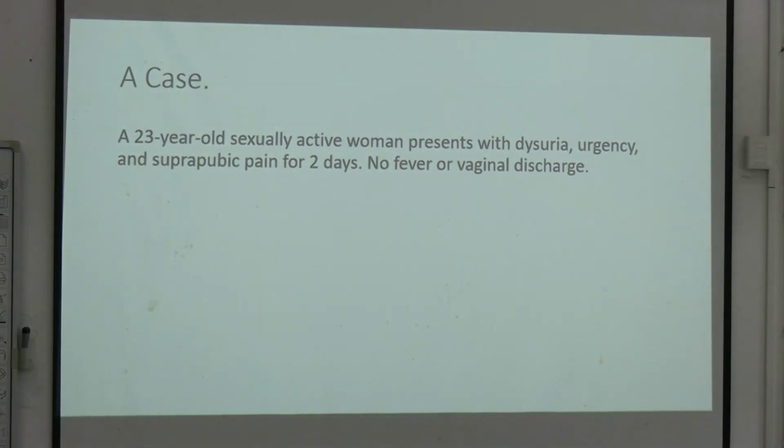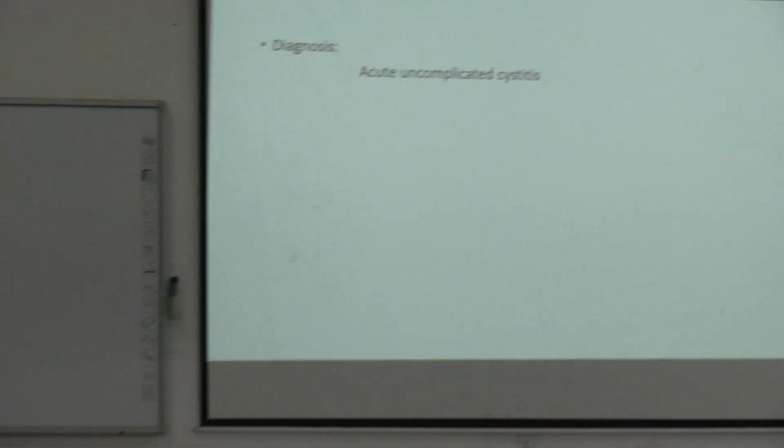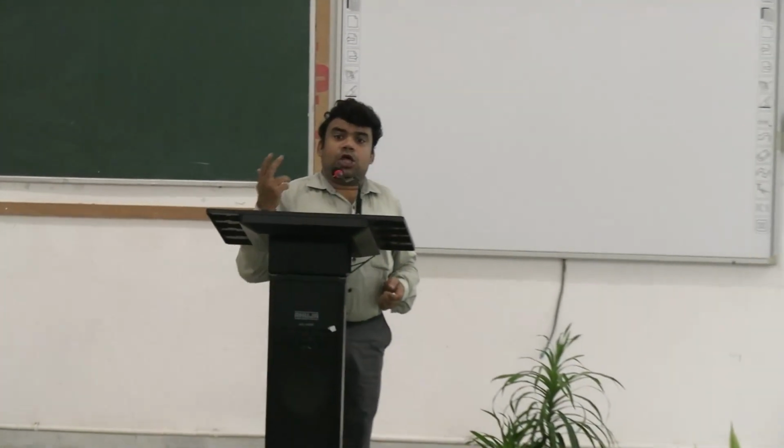So, what would be the provisional diagnosis based on this history? Yes, it would be urinary tract infection. More precisely, because there is no fever or systemic involvement, probably this is a lower urinary tract infection. So, our provisional diagnosis would be acute. Why acute? Because the presentation is for only 2 to 3 days. And why are we saying it's uncomplicated? Because lower urinary tract infections are uncomplicated.